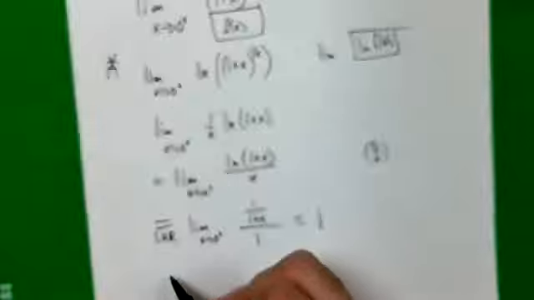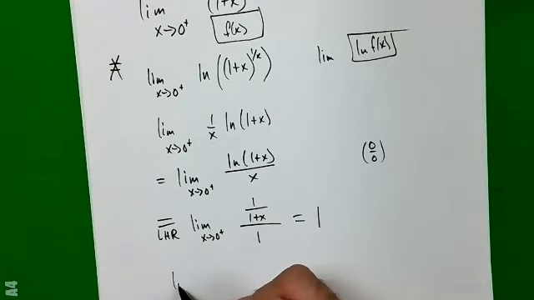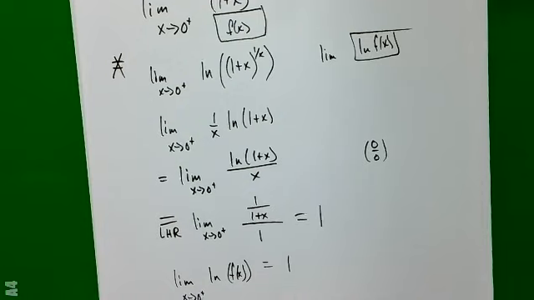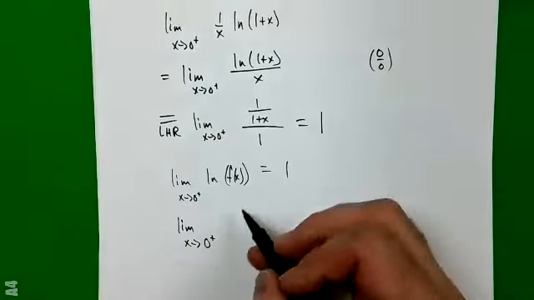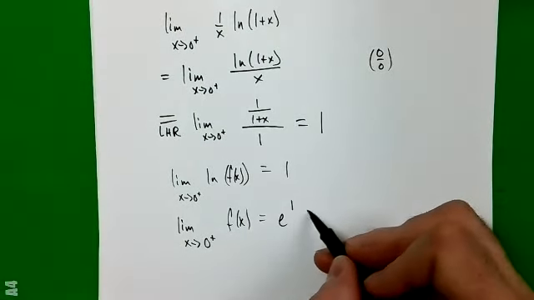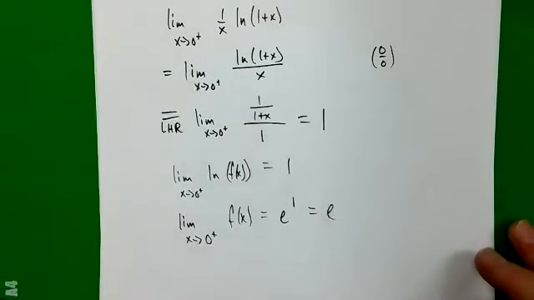So the limit of the natural log of f of x as x approaches 0 from the right equals 1. This says, by the property that we had on the previous page, that the limit as x goes to 0 from the right of f of x is equal to e to the 1, or just e.